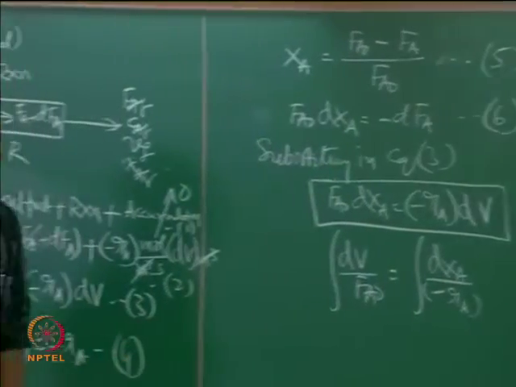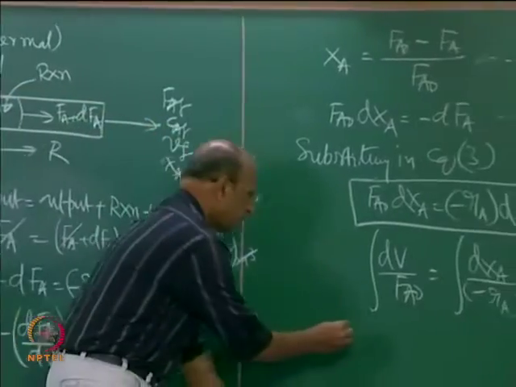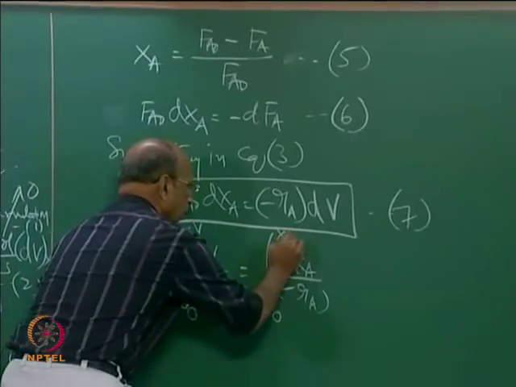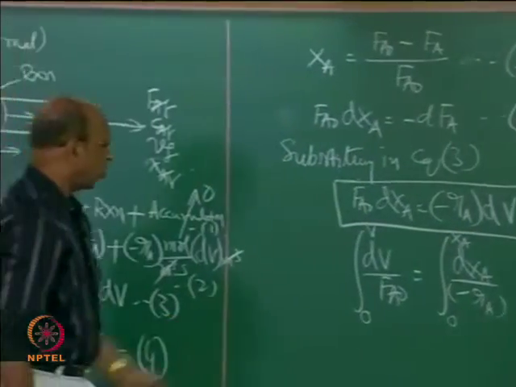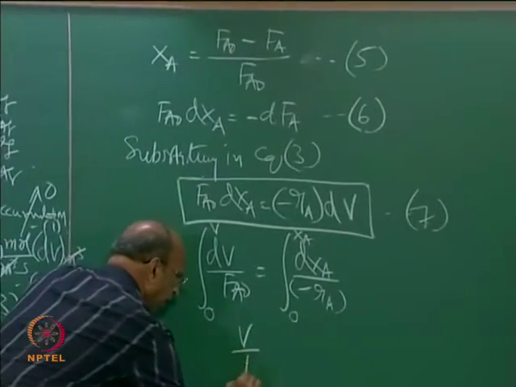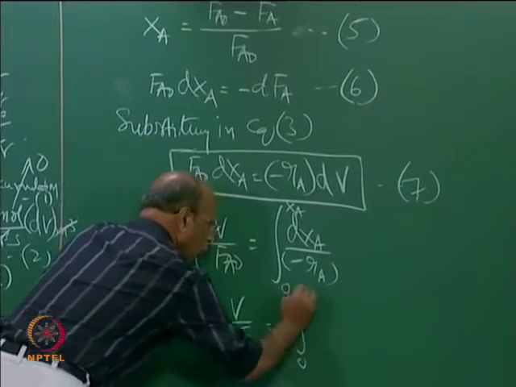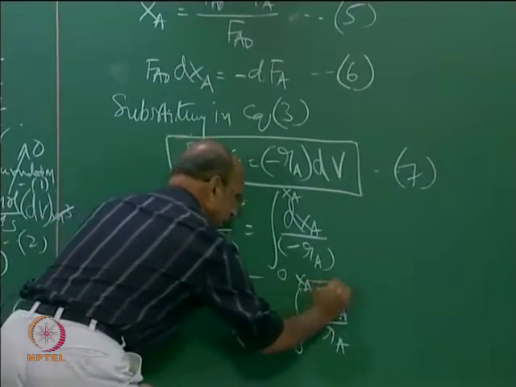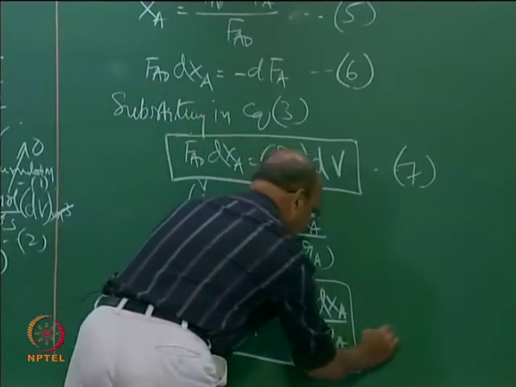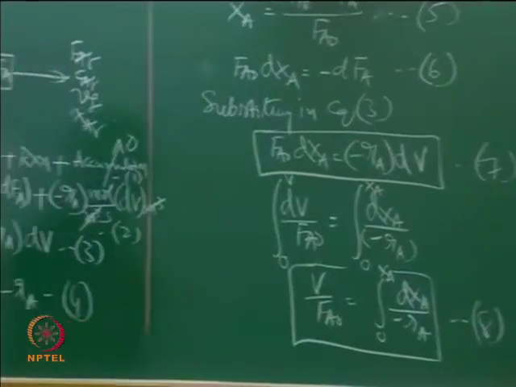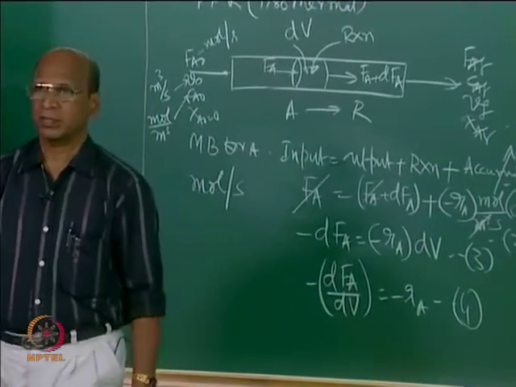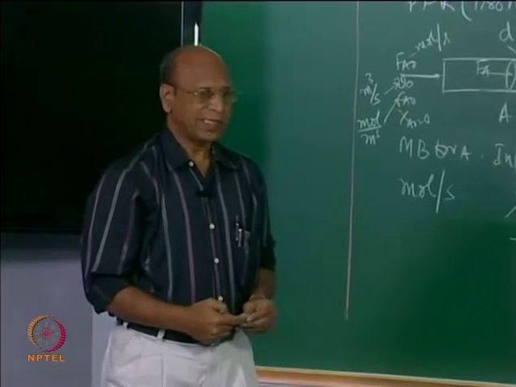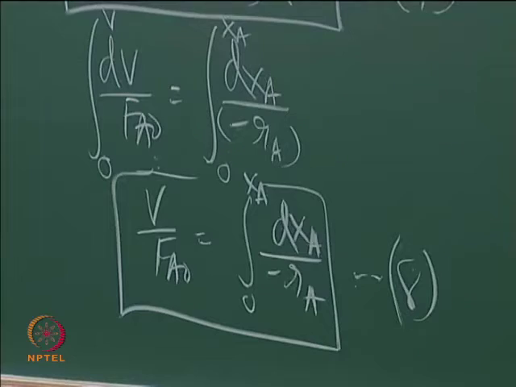So integrate. What are the limits? 0 to V and 0 to XA. So 0 to V gives simply V by FA0, equal to the integral from 0 to XA of dXA by minus rA. This is equation 8, the design expression for a PFR, the simplest design expression.